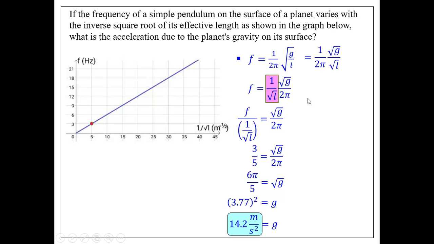So ultimately here, the goal is to play with these functions, extract out what you're given in the graph, and then from there, pick a data point and plug in the values that are given to you. Okay, that's the big picture here.